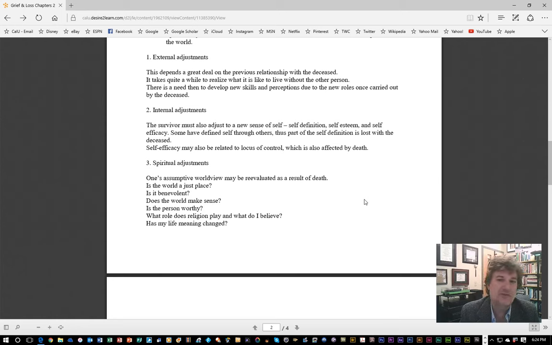Internal adjustments. The survivor must also adjust to a new sense of self, a self-definition, self-esteem, self-efficacy. Some have defined self through others, thus part of the self-definition is lost with the deceased. Self-efficacy may also be related to locus of control, which is also affected by death.